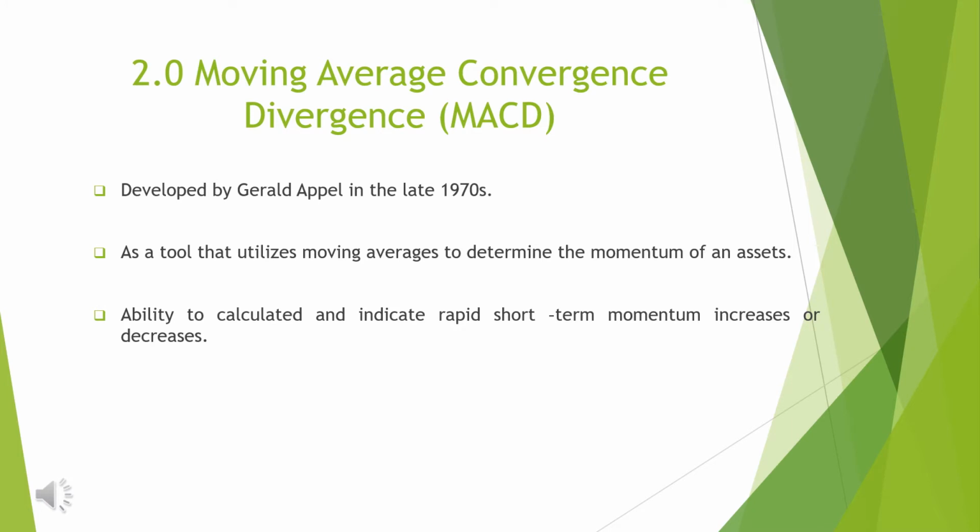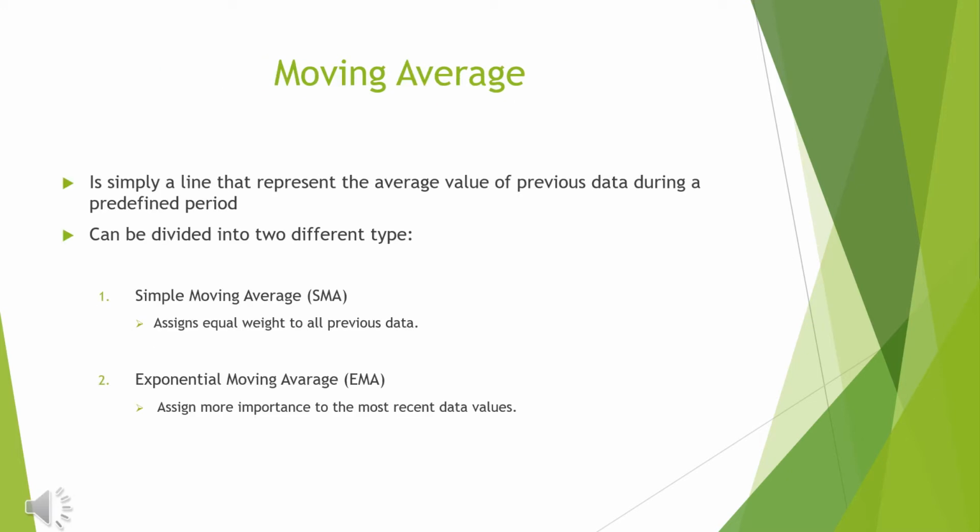MACD stands for Moving Average Convergence Divergence, developed by Gerald Appel in the late 1970s as a tool that utilizes moving average to determine the momentum of an asset, with the ability to calculate and indicate rapid short-term momentum increases or decreases. Before diving into the mechanism of MACD, it is essential to understand the concept of moving average. A moving average is simply a line that represents the average value of previous data during a predefined period.